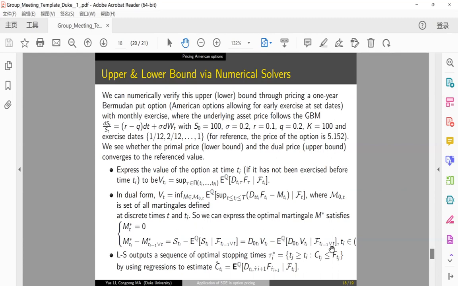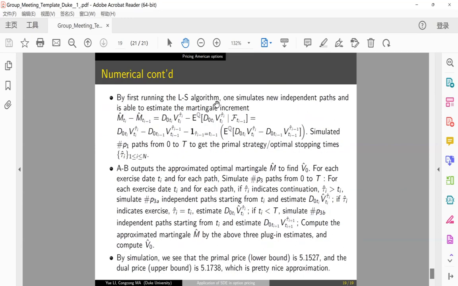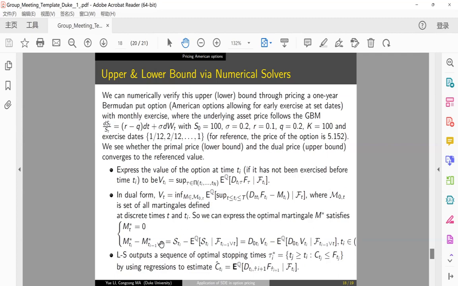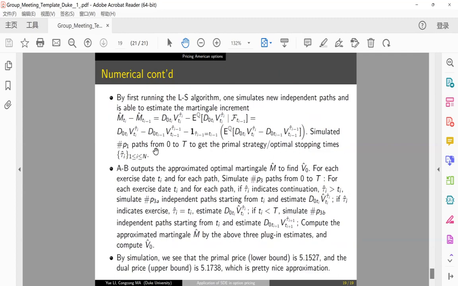So we can use a nested Monte Carlo algorithm, so that first we use the so-called Longstaff-Schwartz algorithm, which outputs a sequence of optimal stopping times tau_i star by using regression problems, kernel regression methods, to estimate this C_{t_i} hat, which is the continuation value of these options at time t_i. And then by running this algorithm, we can simulate new independent paths to be able to estimate the martingale increment we described above, so that we simulate P1 paths from 0 to T to get the primal strategy, or optimal stopping times.